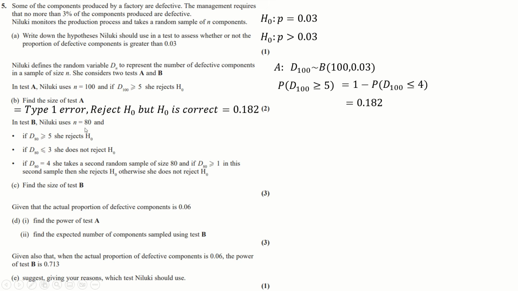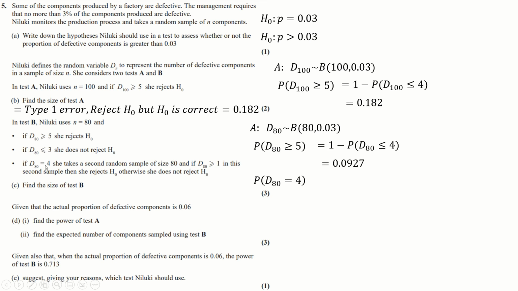For B, n equals 80, so our distribution is slightly different, but it's fine. That should say B. I just copy-pasted this and forgot to edit that letter. Apologies. So anyway, if D is greater than that, she rejects H0. Let's find the probability of that, which is again 1 minus the probability of less than or equal to 4, which is this. We don't reject it if it's less than or equal to 3. But if it's equal to 4, then we do a thing again. So let's first work out the probability of being equal to 4, which is that. Again, this is all just going in a calculator. I'm not doing anything intelligent.